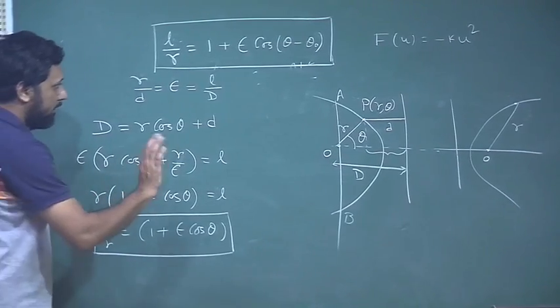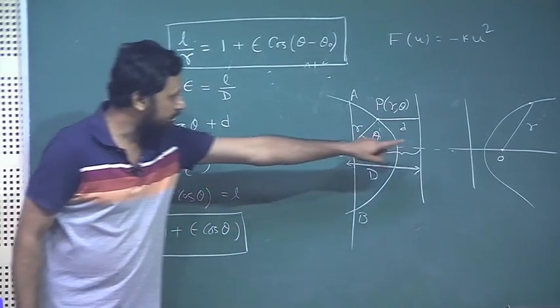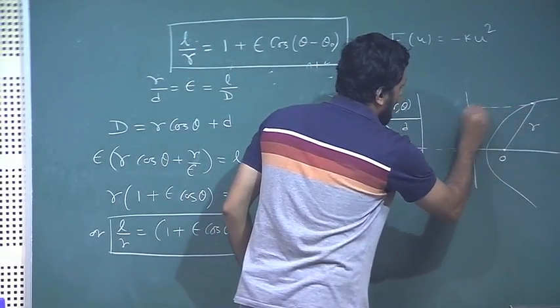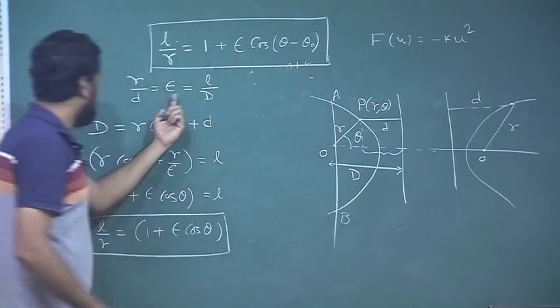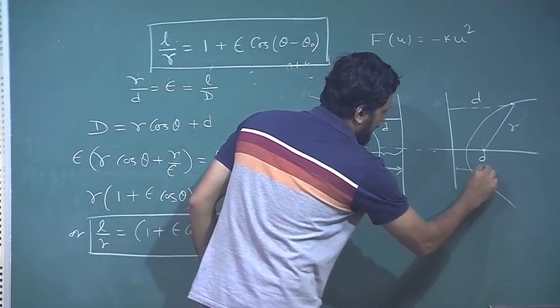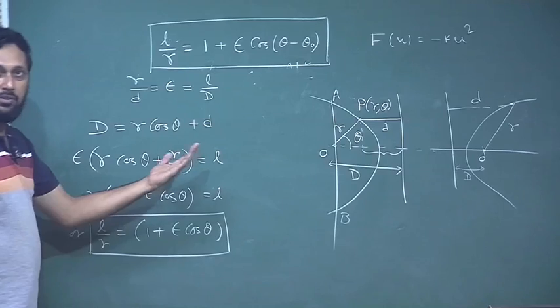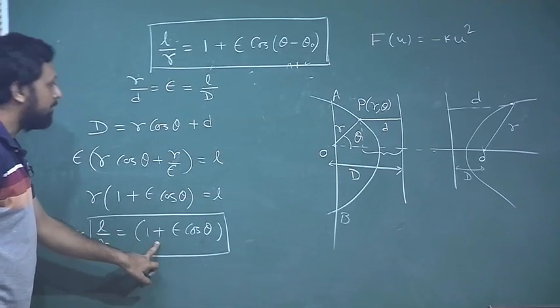So, what I can conclude from this, okay, I am not showing that to you, but I can tell you that if you try this picture, then this will be your d. So, once again you have to define r by d equal to epsilon, and this distance is your d. Okay. So, both of these are equally valid pictures. With this we got L by r equal to 1 plus epsilon cos theta.